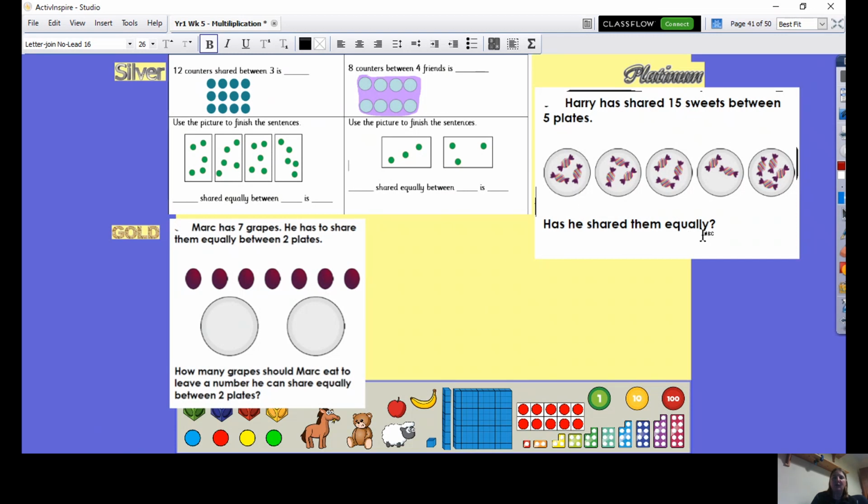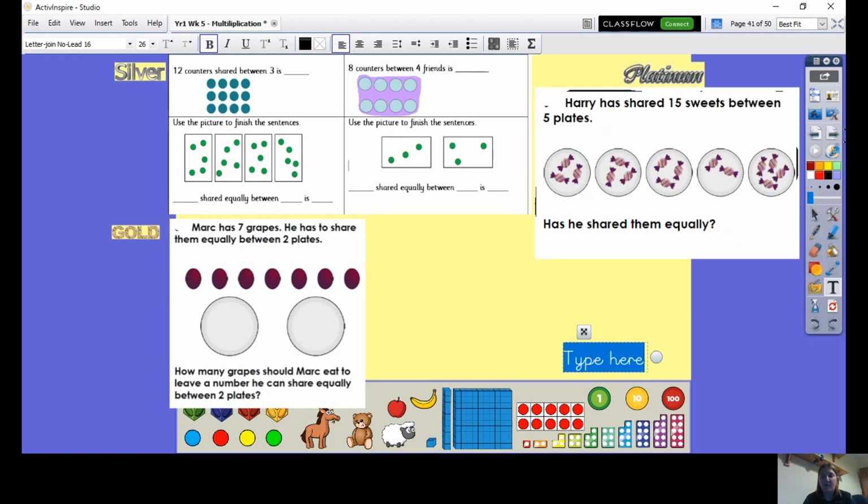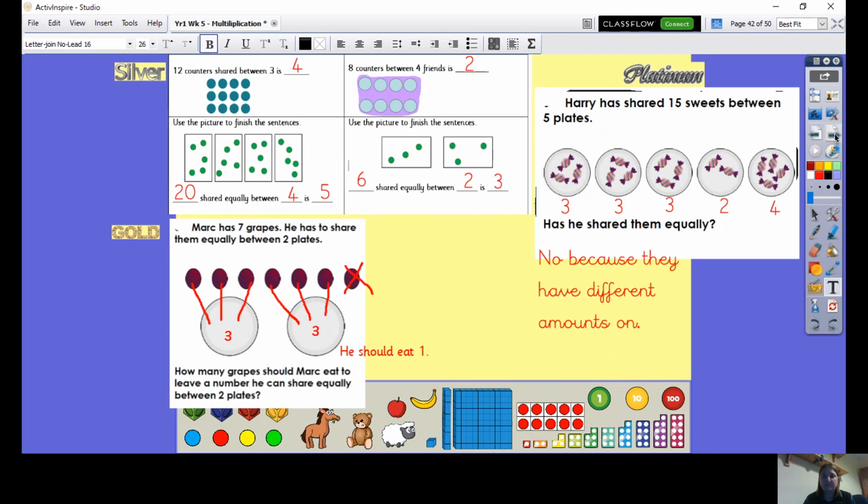The last one says that Harry has shared 15 sweets between 5 plates. Has he done it equally? With that one, look for yourself. Has he shared them equally? You could extend yourself by saying, why hasn't he? Or has he? Yes, he has because, or no, because. So pause the video here, and then I'll move on for you to see the answers.